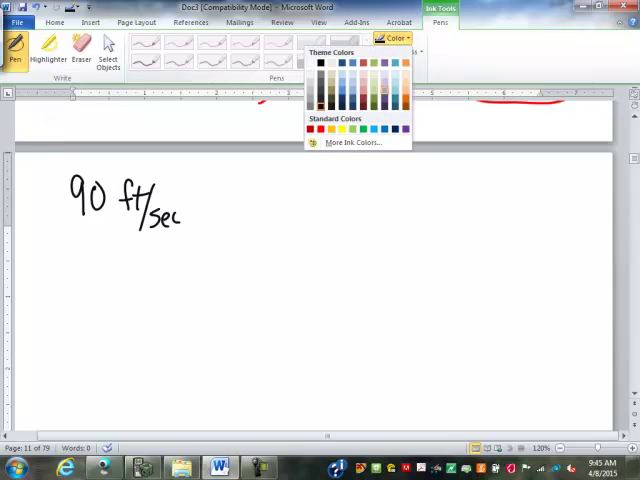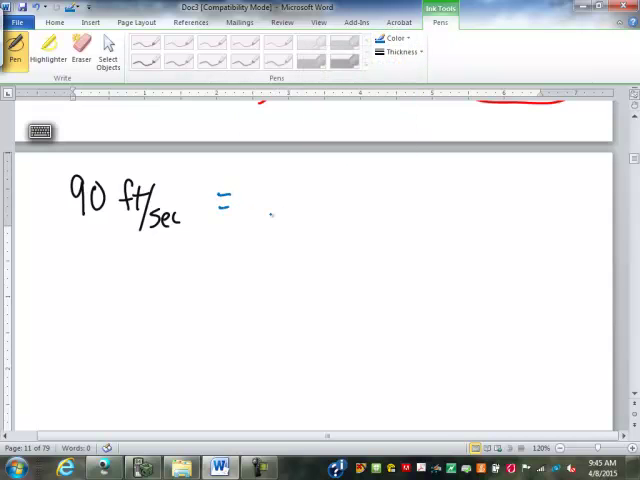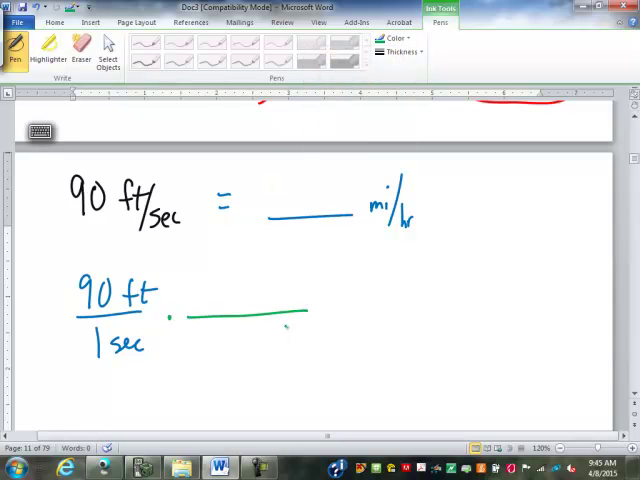What units are we used to seeing speeds in? Miles per hour. So let's take this 90 feet per second. 90 feet over 1 second is how we're going to write it. And let's convert it into miles per hour. First thing I'm going to do is convert the feet into miles. So feet on bottom, miles on top. 1 mile, 5,280 feet.